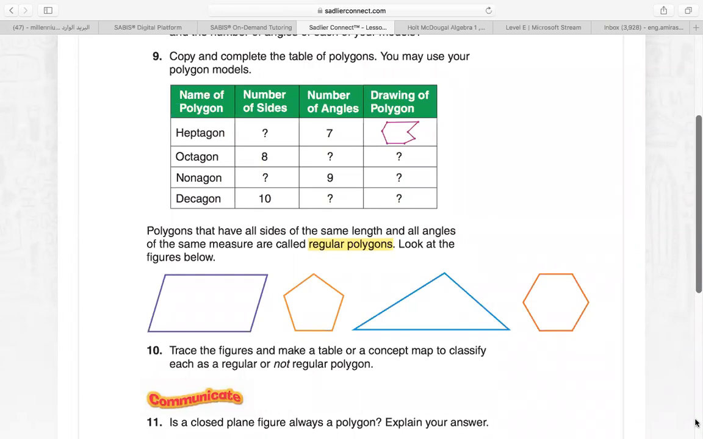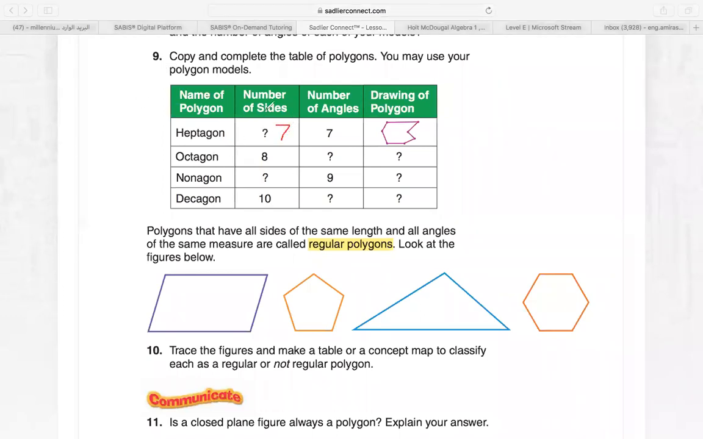Okay, next page, girls, please, page 329. Copy and complete. Number 9, I will answer now. Number 9, copy and complete the table of polygons. You may use your polygon models. Okay, heptagon, we have solved it before. It has 7 angles. So how many sides will it have? 7 also.